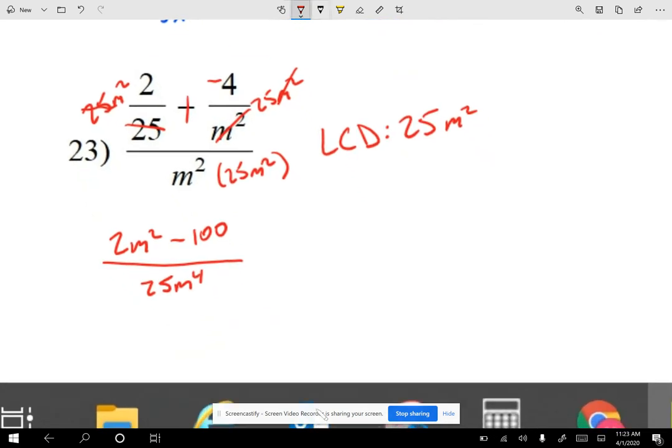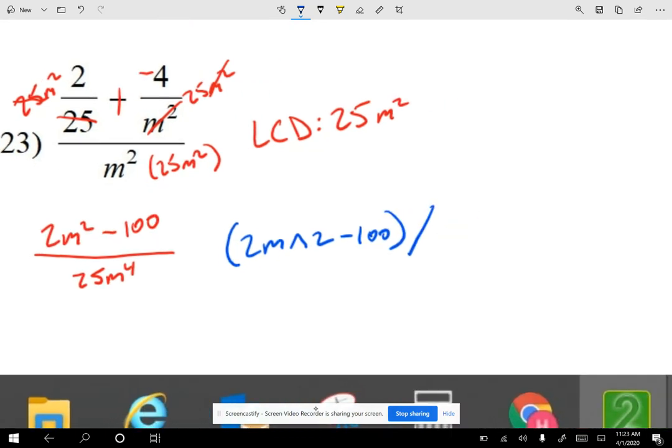Now here, that's basically what I have. I look at my numbers. Can I divide them all by the same thing? I cannot. Looking at my letters, can I factor a letter out? I cannot. So my answer will be, on the top I have 2m squared minus 100 over the bottom I have 25m to the fourth.